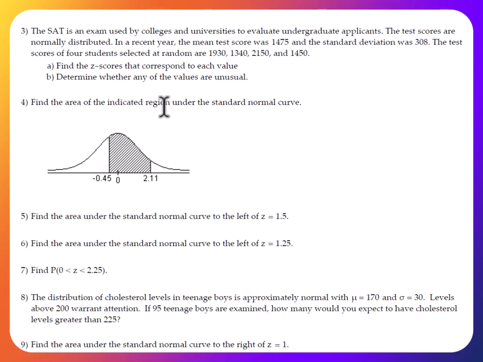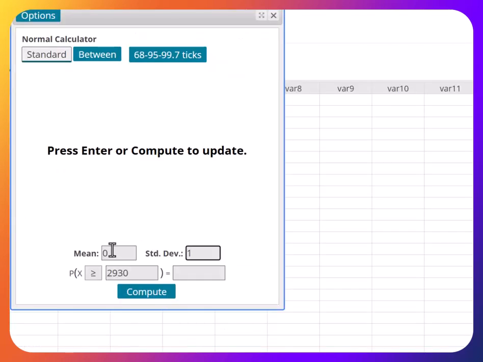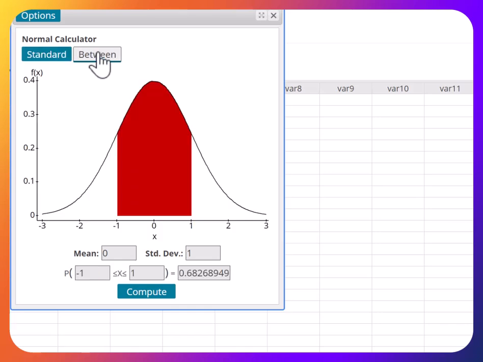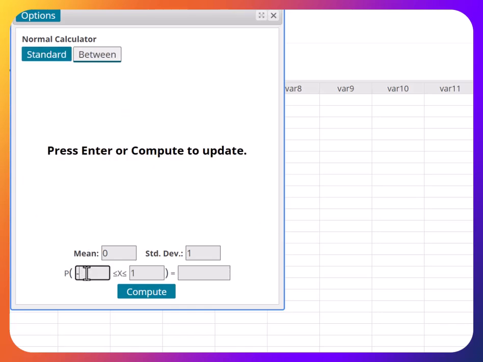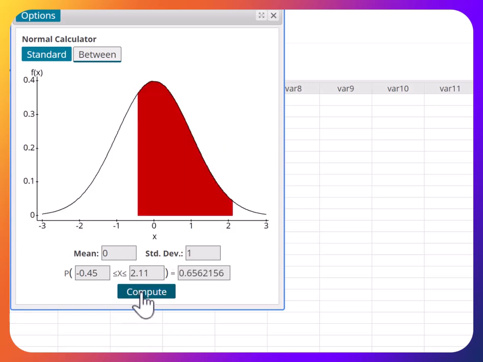Number 4, find the area of the indicated region under the standard normal curve. Since there is a 0 in the center, this is about z. So he wants you to find the probability of z between -0.45 and 2.11. We can easily use StatCrunch for this one, and let me show you how. So you go to between right here, -0.45, 2.11, and 0.1. This is the standard normal curve, and compute and you get the area, which is 0.6562.